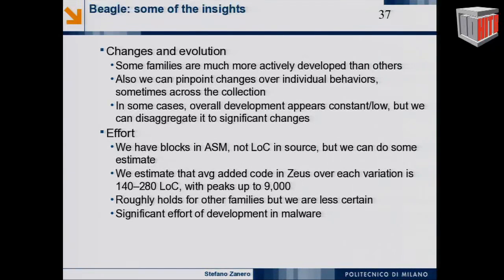So this is a summary of the insights in the paper. Basically, some families are actually much more actively developed than others. So there are some families that are basically mature. They're just sitting there and doing their stuff. And there are other families that keep being changed. Thanks to Beagle, we can pinpoint changes over individual behaviors and sometimes run this across the collection.